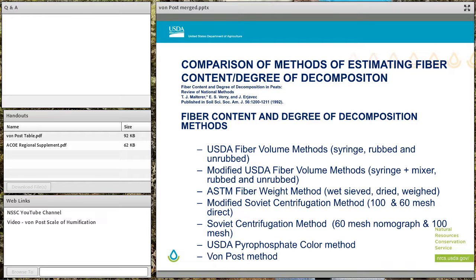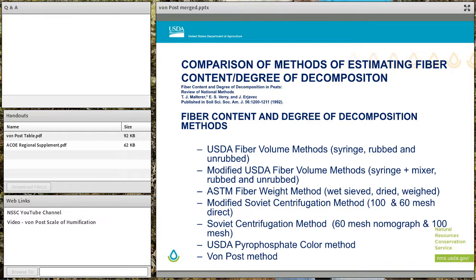The USDA fiber volume methods are the ones currently used by the KSSL lab, which uses the syringe to measure the fiber volume, and then also the modified version that we now use, which also uses a mixer treatment to separate or allow the separate material to be removed. So those are the methods currently used, or the modified by the KSSL.